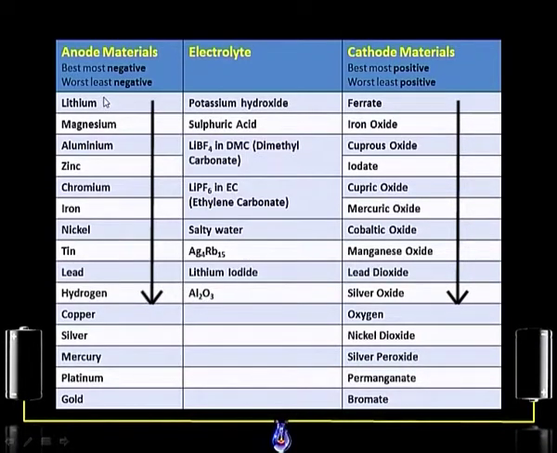As I have already discussed, anodic materials, cathodic materials and electrolytic solutions, these are some examples. The more negative the nature of the material, the better the quality of the anodic material. So, for example, lithium, magnesium, aluminium, zinc or chromium have a very high negative nature, so they are characterized as best anodic materials. On the reverse order, for cathode, the higher the positivity of the material, the better the category of the cathodic material. So we can say iron oxide, cuprous oxide, iodate or ferrate have very high positive nature, so they can be considered very good cathodic materials.